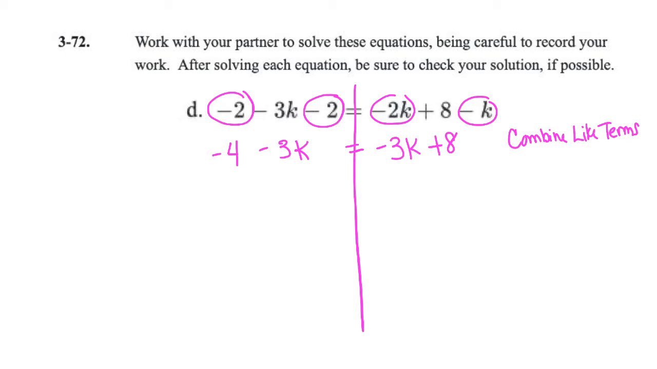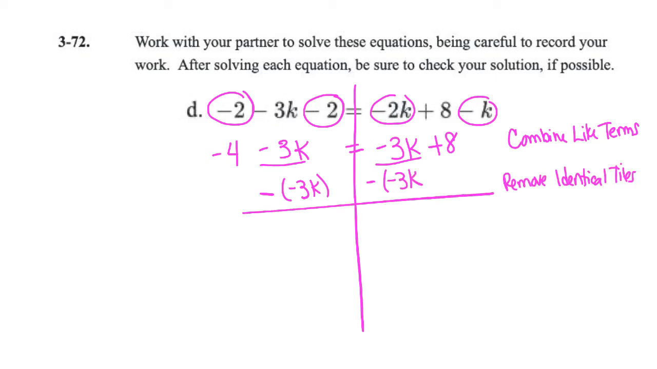Next, I'm going to remove identical tiles from each side. I've got a negative 3k and a negative 3k on both sides. I'm going to remove those. That looks like removing negative 3k and removing negative 3k. What I have left, because I took off my 3k's, I've got negative 4 on the left-hand side. I took off my negative 3k's on the right. I got a positive 8. All of my variables canceled out, and I've got negative 4 is equal to positive 8.